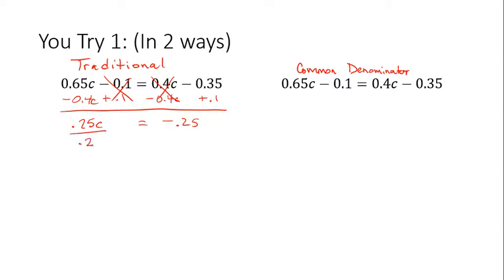Then I divide both sides by 0.25 to get just a single c there at the end. And I should get c is equal to negative 1.